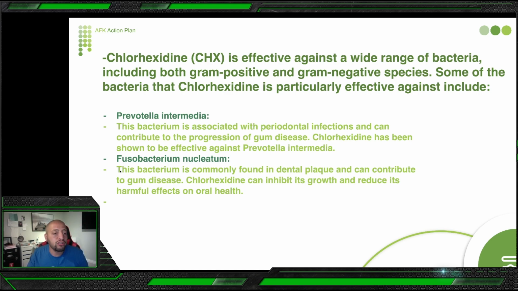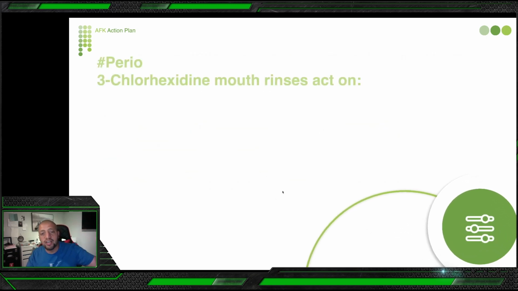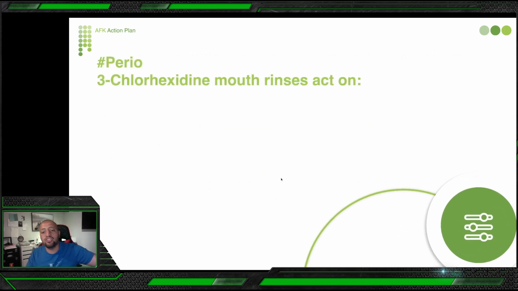Fusobacterium nucleatum. This bacterium is commonly found in dental plaque and can contribute to gum disease. Chlorhexidine inhibits its growth and reduces its harmful effect on oral health. I think when you read the names now, you know why it's effective, because it's targeting the major bacteria causing gingivitis, periodontitis, and pregnancy gingivitis. It's very good.